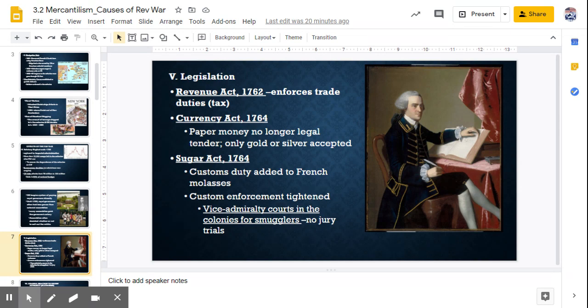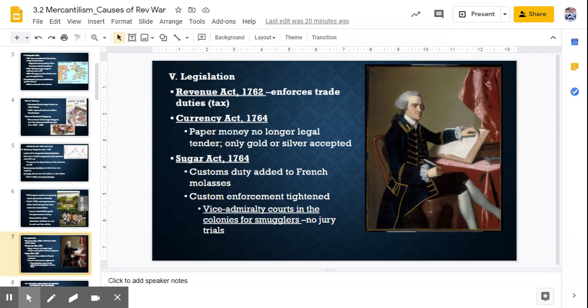Prior to 1762, in some ports, there just wasn't always a customs officer on board, or in some cases, people just didn't pay the taxes. So making sure there was a system in which all of the ships coming in would be inventoried and then taxes collected. That was the Revenue Act.